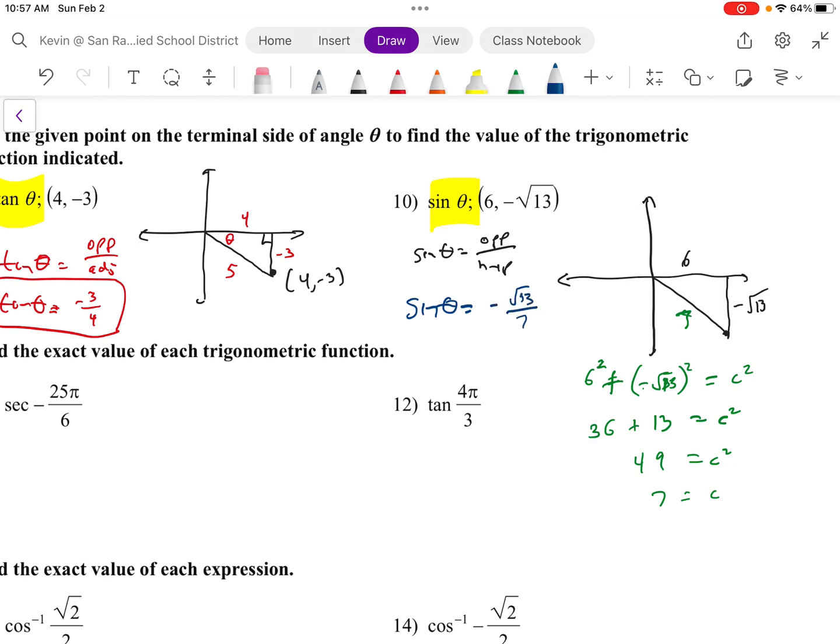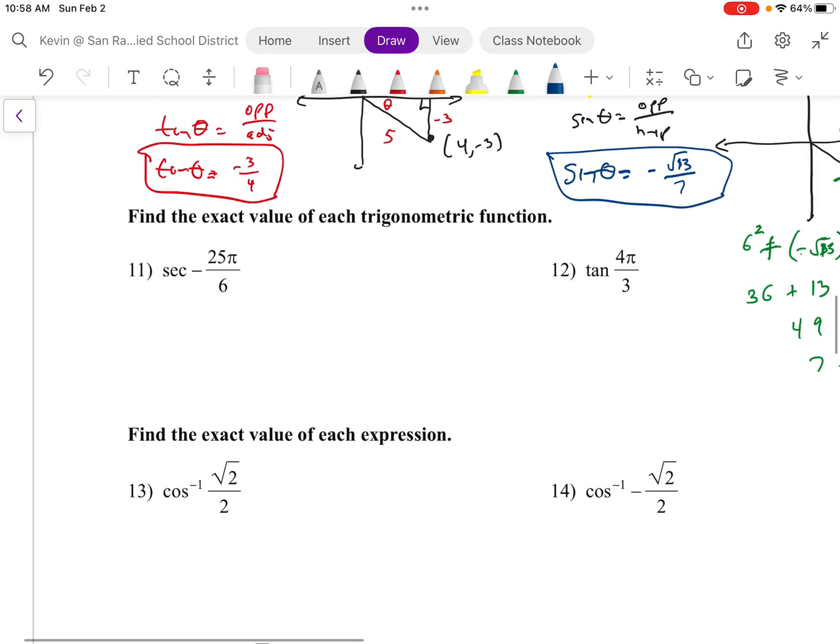So sine theta equals opposite over hypotenuse, -√13/7. Did I do that right? Yeah, -√13 times -√13 would be 13. 6 squared, 36. 13, 49. Square root, 7. Yeah, okay. I want to make sure. All right. Let's see. So find the exact value of each trig function.